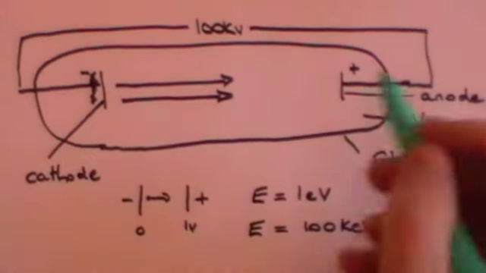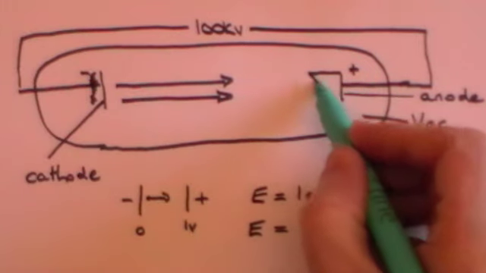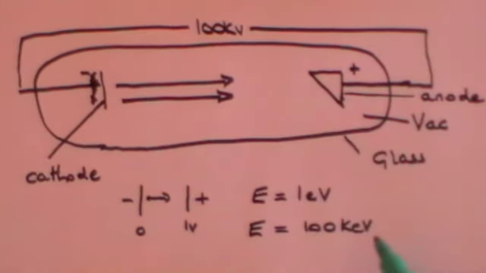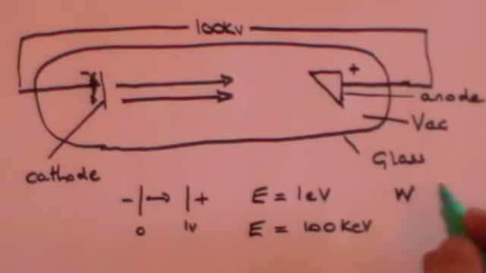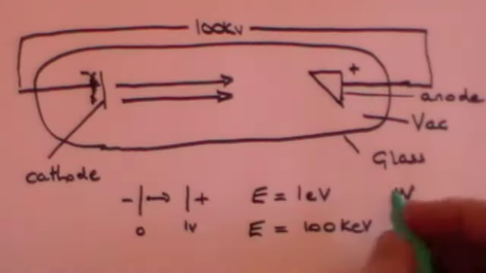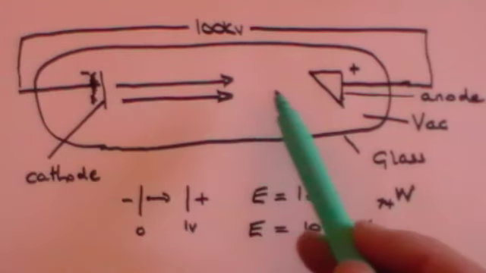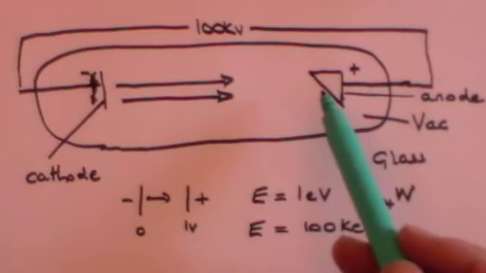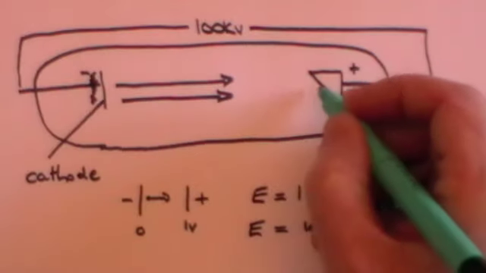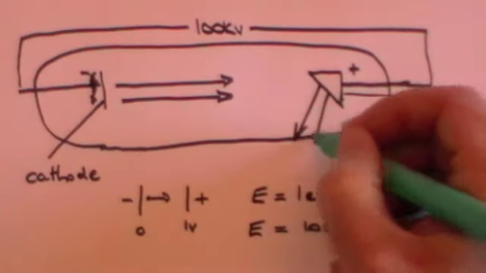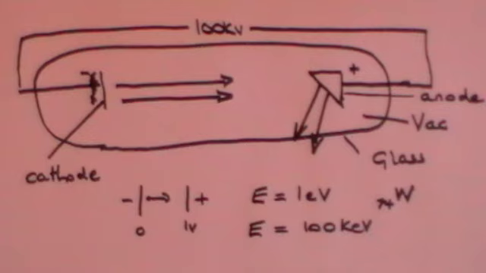And what we do is we arrange for the anode to be shaped something like this, and it's made out of tungsten. Tungsten has the chemical symbol W, and there are 74 protons in every tungsten nucleus. And what happens is these very high energy electrons hit the tungsten anode, and for reasons I'll tell you in a moment, you get X-rays coming off.